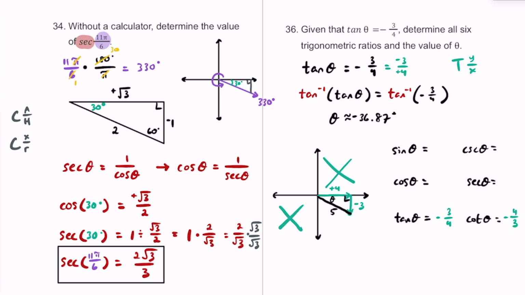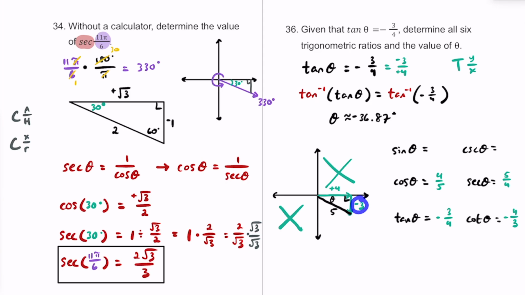Now for cosine, let's see, cosine is going to be its x value over the r value. So this is going to be 4/5. So I think that's going to be cosine of theta. And so secant of theta is going to be 5/4. Okay. And then for sine of theta is going to be the y value over the r value.